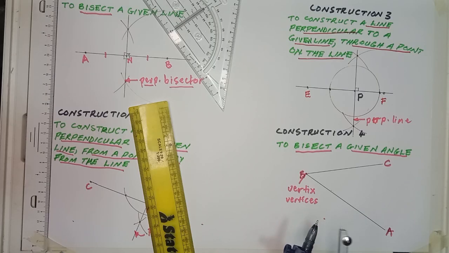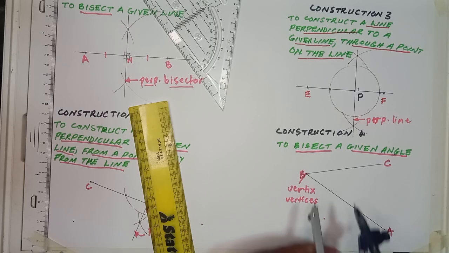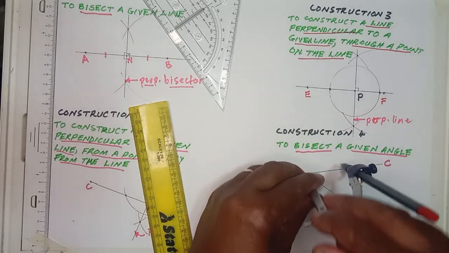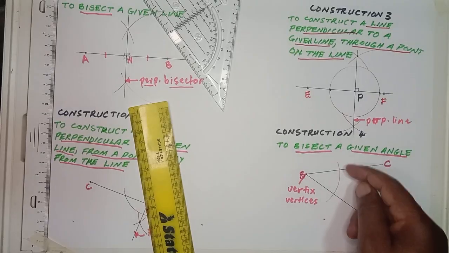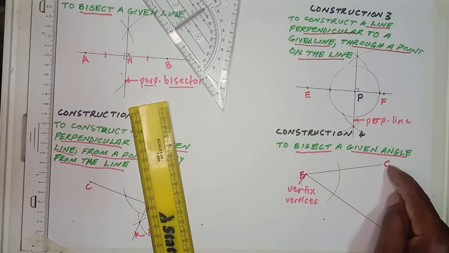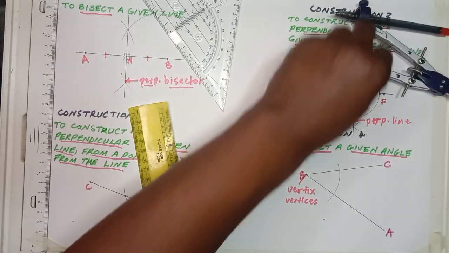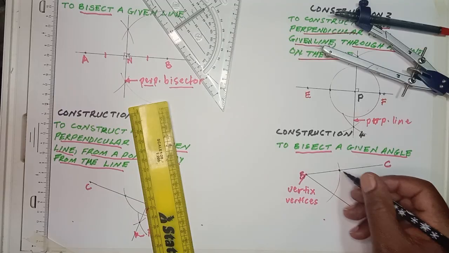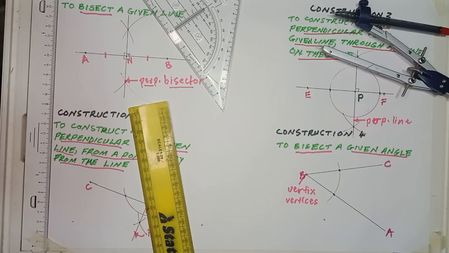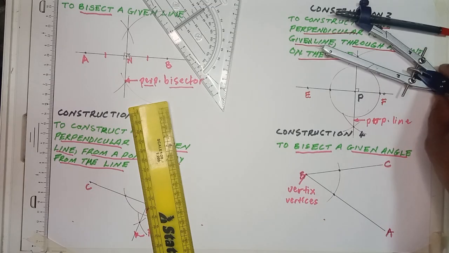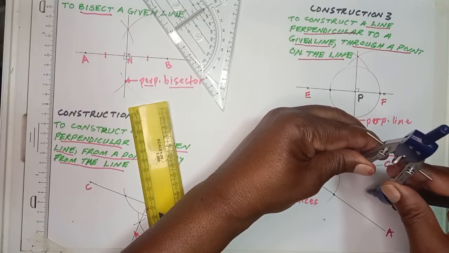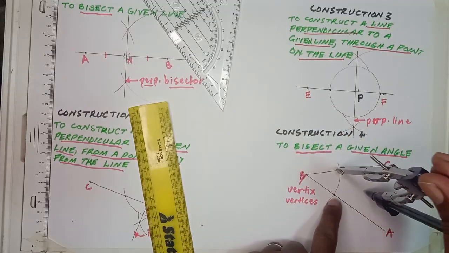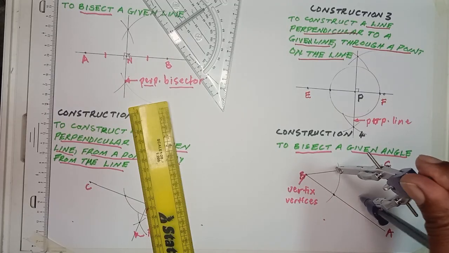Open our compasses to any convenient radius. We put the compass point at B. Then we draw an arc to cross the two line segments. The arc should cross line AB and it crosses line BC. By so doing, we are establishing important construction points at the crossing of the arc and the line. So I use the same radius or any other radius. I can adjust the radius to become smaller or bigger, but it doesn't have to be less than half the distance between the crossing points.